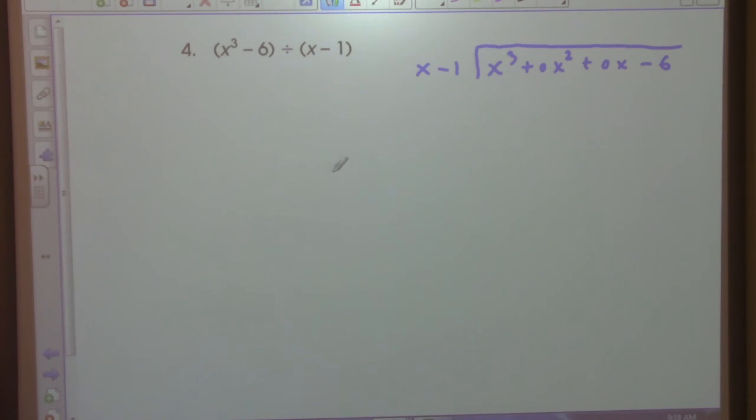I have negative x squared plus 0x, okay. And then when you go to the next one, I have x squared minus x. Well, subtracting that from each other, you get x to the 4th.